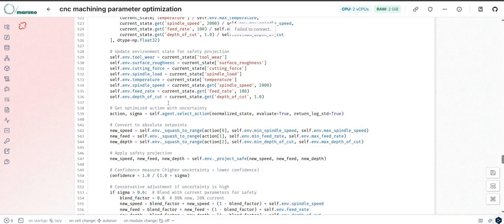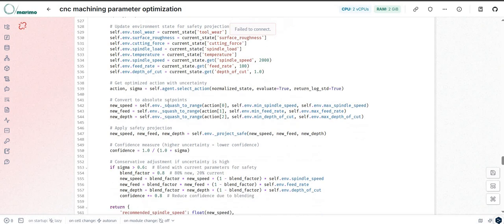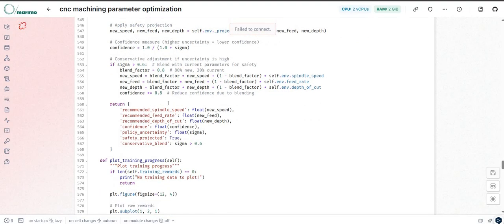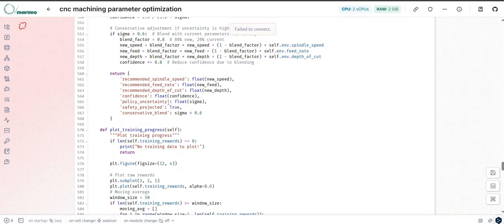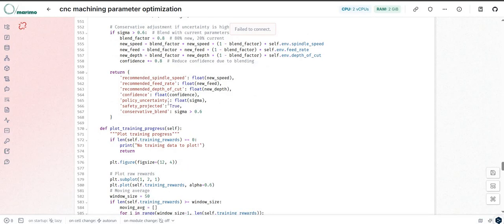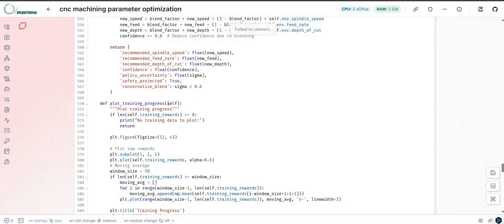And finally, the function returns a dictionary containing the recommended parameters, the confidence level, the policy's uncertainty, and whether a conservative blend was applied. This makes the optimization usable in a real CNC setting where safety and reliability are critical.